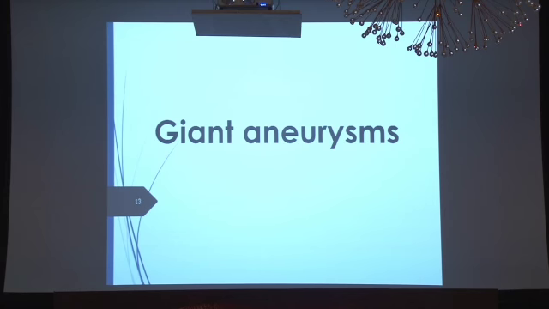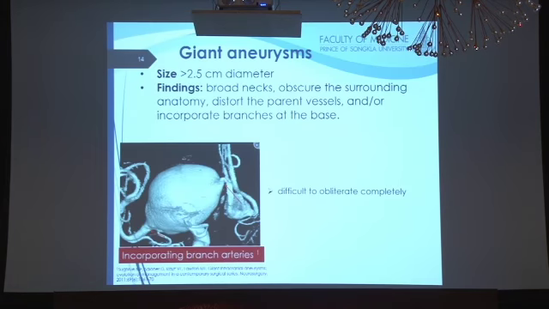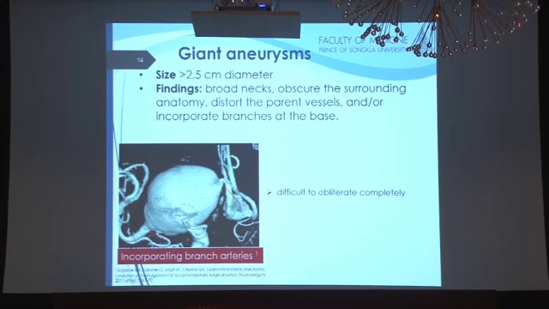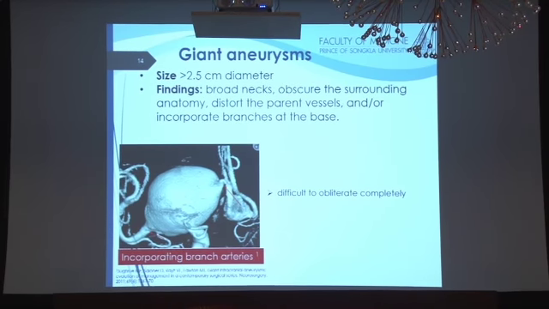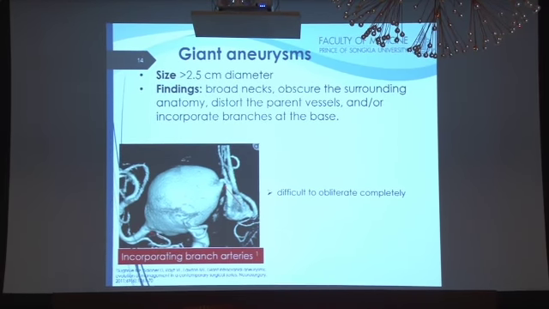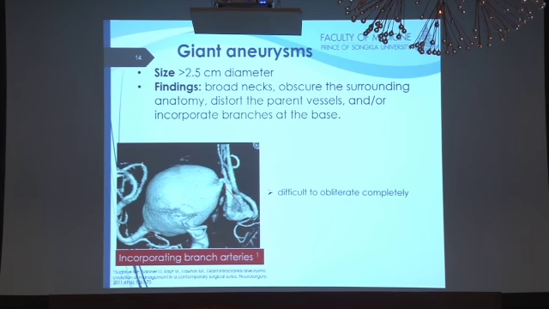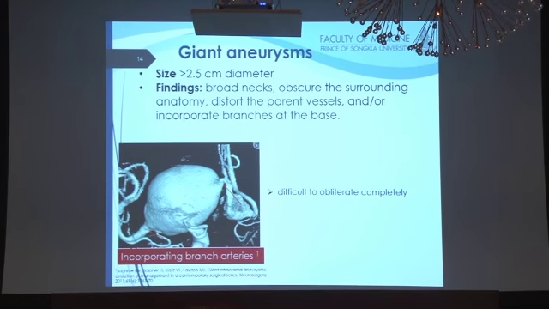Now let's move to giant aneurysms. Giant aneurysms are defined as aneurysms greater than 2.5 centimeters in diameter. These aneurysms are usually unfavorable because they usually have wide necks, obscure the surrounding anatomies, distort the parent vessels, or incorporate branches at the base. Because of these findings, giant aneurysms are difficult to obliterate completely.